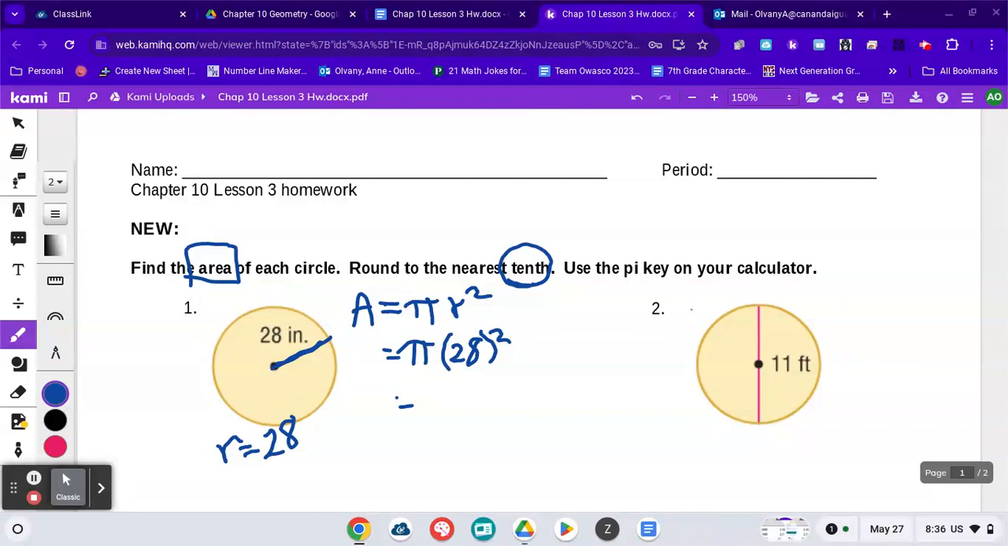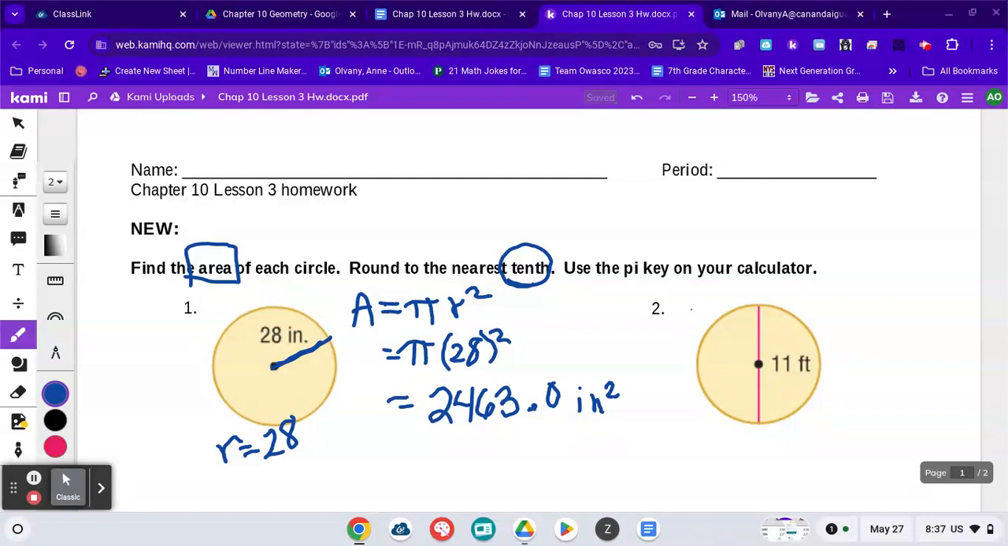28 squared. And that gives me 2,463.00, which just gives me 0. And remember that our label is inches, and we're going to square the inches because area gets squared. I know, fancy. All right.